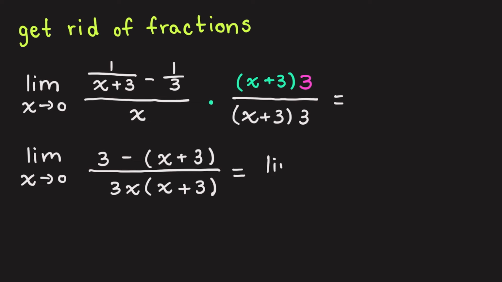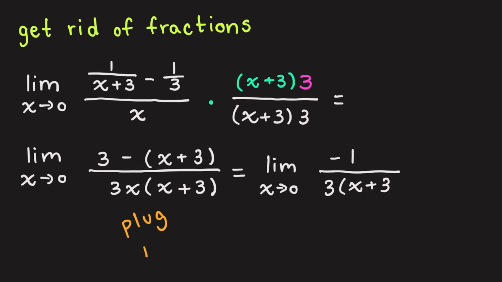Similar to the previous problem, now terms begin to cancel out. The 3 and the 3 cancel out because 3 minus 3 is 0. This leaves us with a negative x in the numerator, but that cancels out with the x in the denominator, leaving us with a negative 1 in the numerator. And that's negative 1 all over 3 times x plus 3.